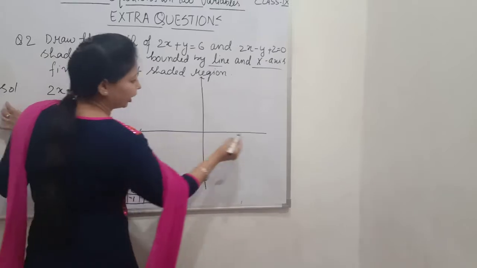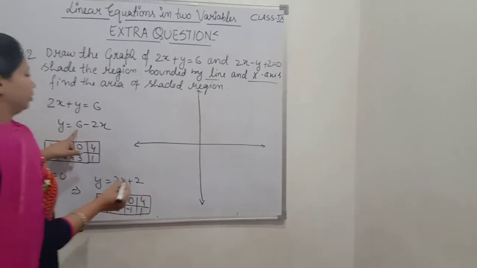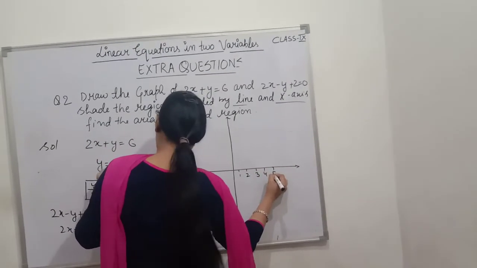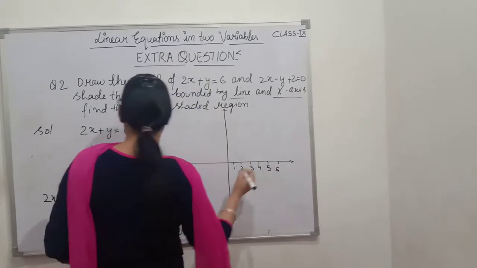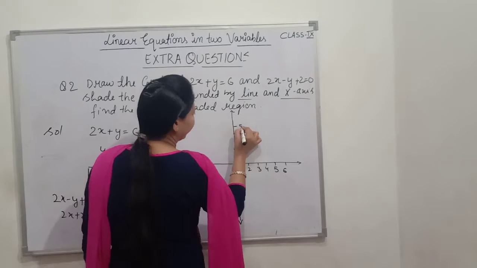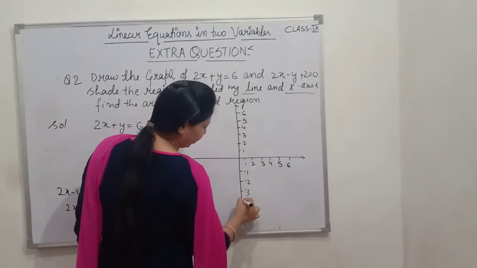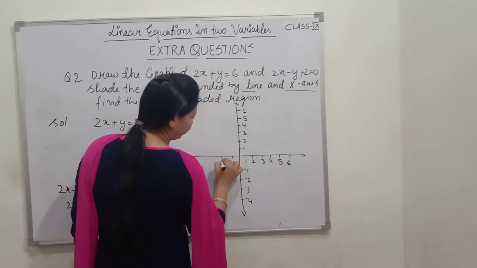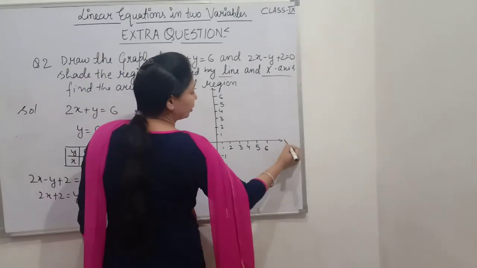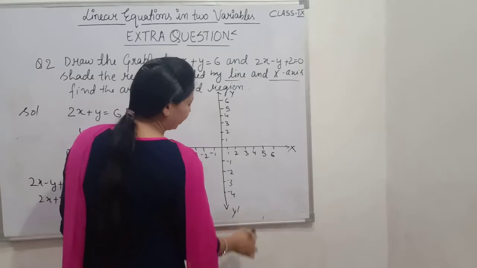I get the region which I am looking for. Now first is 1, 2, 3, 4, 5 and 6. 1, 2, 3, 4, 5, 6. Minus 1, minus 2, minus 3, minus 4. Minus 1, minus 2, minus 3, minus 4. Now this is x positive, x negative, this is y positive, this is y negative.